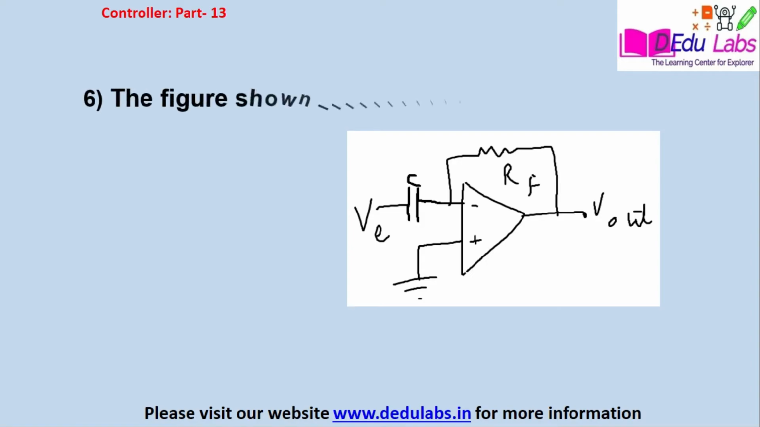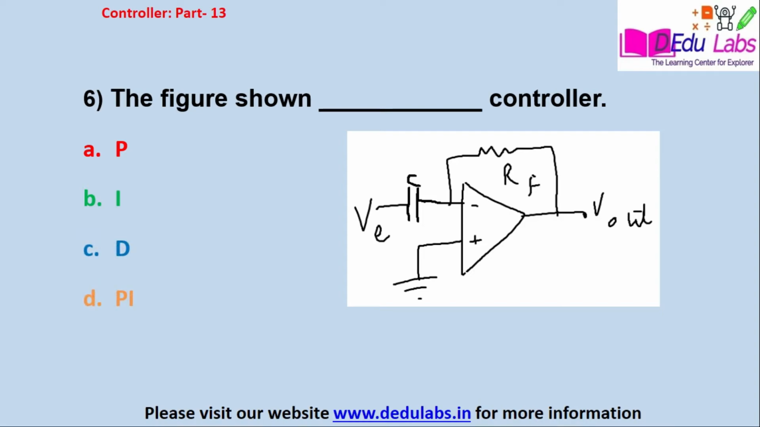Question number 6. The figure shown below represents blank controller. Option A, proportional. Option B, integral. Option C, derivative. Option D, PI. The answer is option number C, that is a derivative.